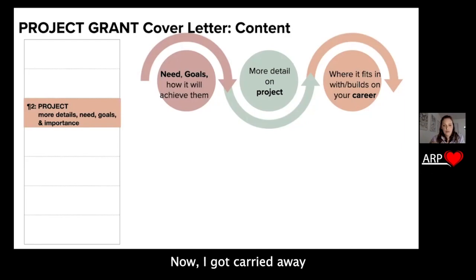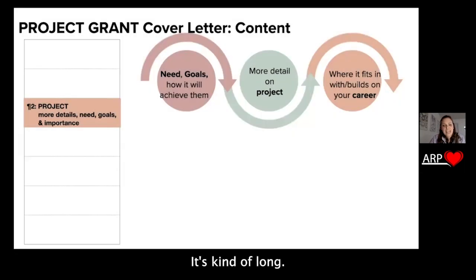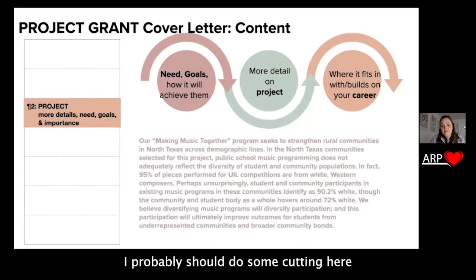Now, I got carried away when making up this grant. If anyone wants to submit this grant, you're welcome to, because it's not real. But I wrote it kind of long. It's kind of long, so if I were the editor, I'd probably have to do some cutting here because this is probably going to exceed a page, but just so that you get the idea of some things that you might include in this paragraph.